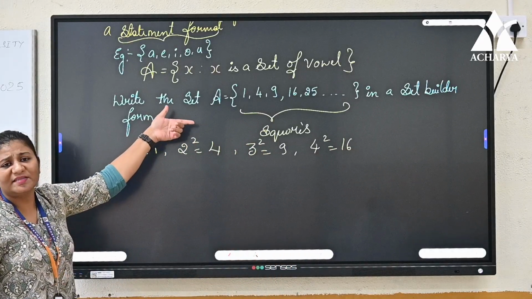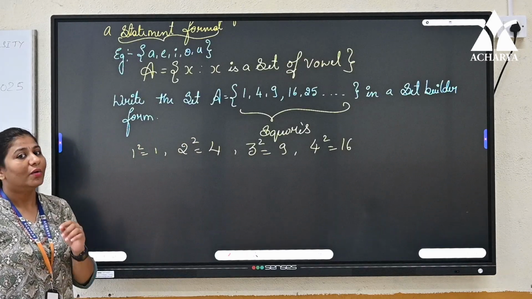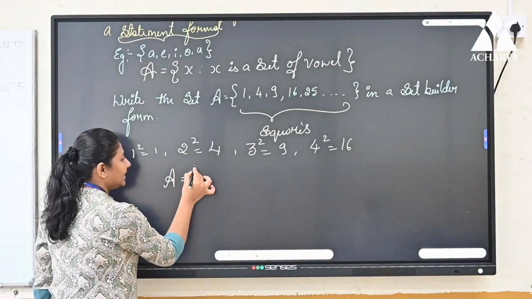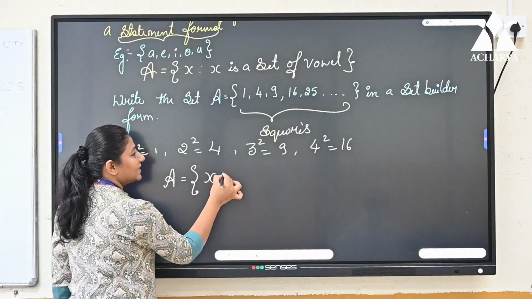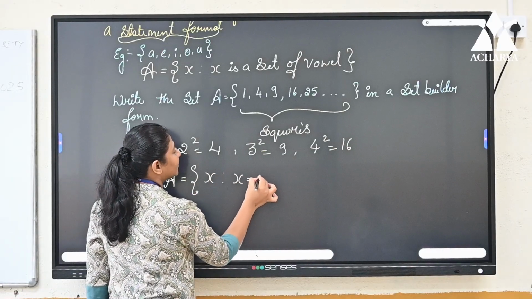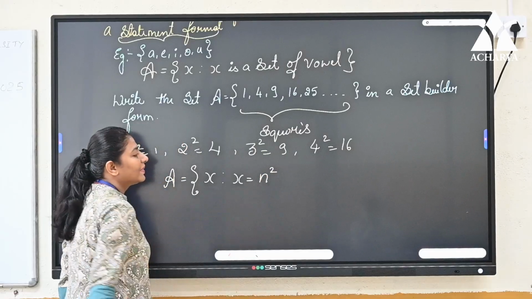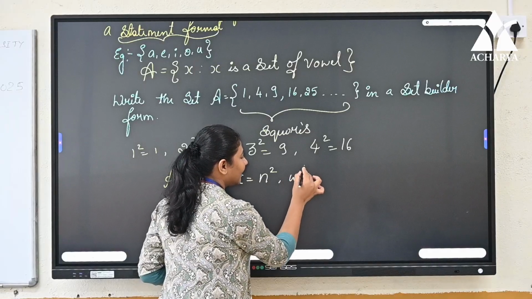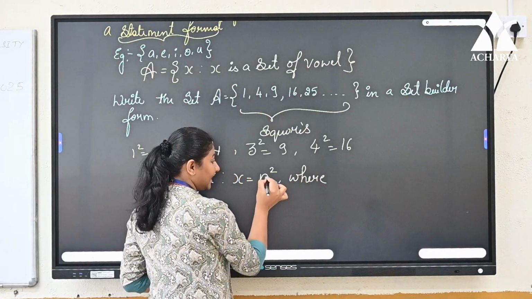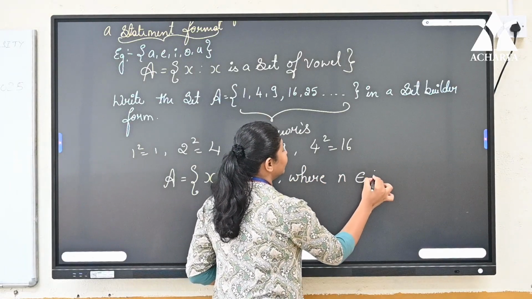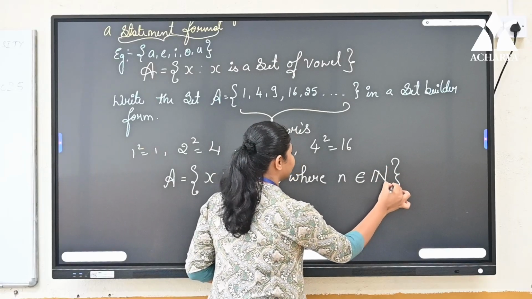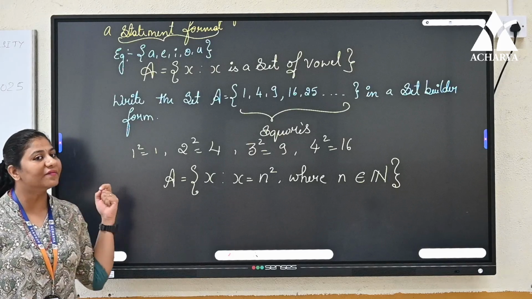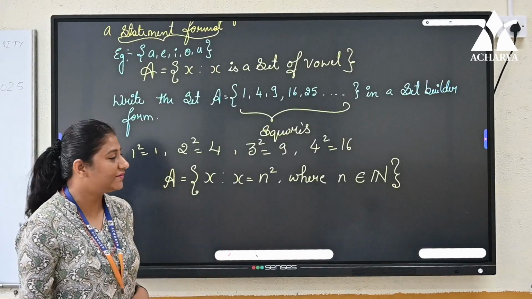So how can I represent it in statement format? Very simple. A is a set equal to {x such that x = n squared}, where you have to define this n: n belongs to the natural numbers. This is how you define the methods of sets.